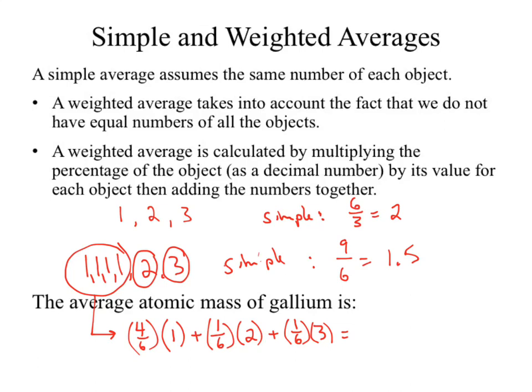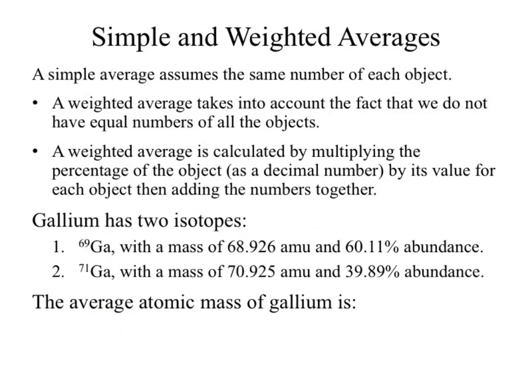So why do we choose to do it this seemingly long way? Well, here are the numbers that I'm giving you. You have gallium-69 with a mass of 68.926 mass units and a 60% abundance. Gallium-71 with a mass of 70.925 and a 39.89% abundance. What is the average mass of gallium?